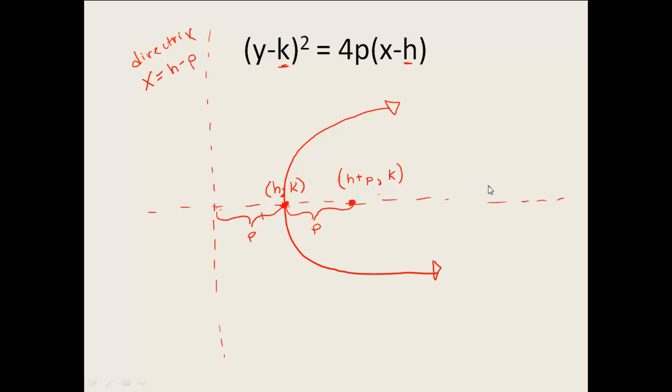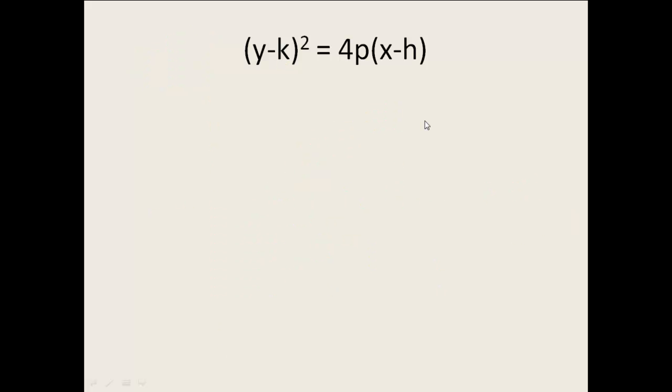My axis of symmetry, since it's going to be a horizontal line, my axis of symmetry is going to be y equals. And if you look at our y value, it's going to be k. So we have y equals k. So this is kind of a picture of what our graphs will look like when we have the y squared term. Now keep in mind, the graphs can open to the right or they can open to the left, but when it's a y squared, it will always be a sideways parabola.